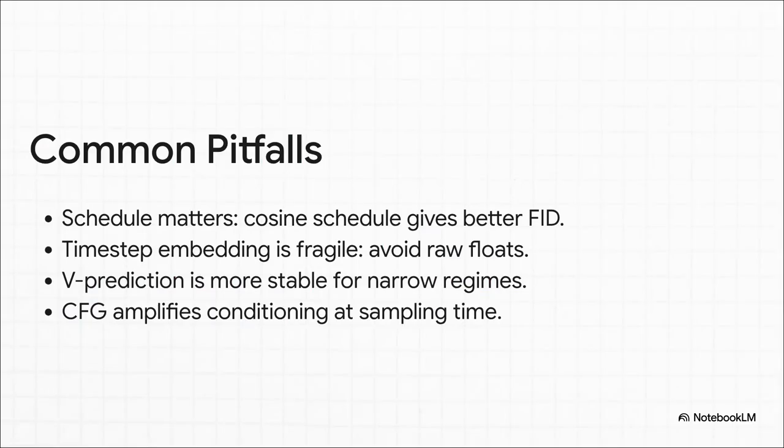So, if you're building a diffusion model right now, consider this your survival guide. First, watch your noise schedule. The original paper used a linear schedule, but switching to a cosine schedule often dramatically improves image quality without adding any extra compute. Second, never use raw floats for your time steps. They are just way too fragile. Always use a proper embedding. Third, while predicting the raw noise, which is called epsilon prediction, is standard, moving to V prediction is actually far more stable at the extreme ends of the noise scale.